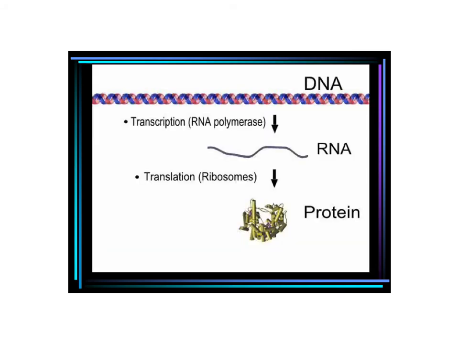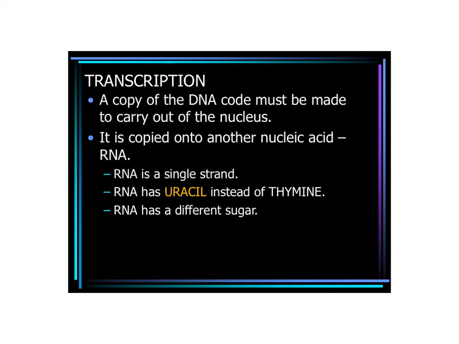Okay, so this is kind of an overview of the process. We start with DNA, and then we have a process called transcription, which I'm going to talk about in just a minute. And we make something called RNA. And then we have another process called translation, which is literally translating nucleic acid in RNA into protein. So let's talk about this process, transcription.